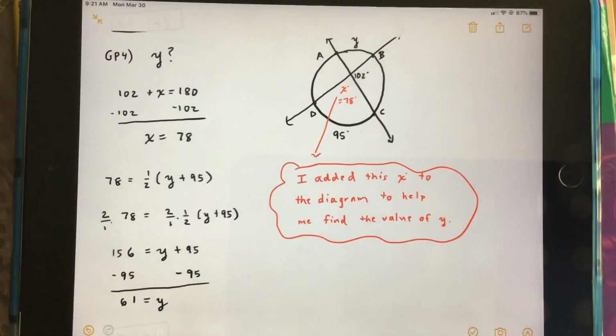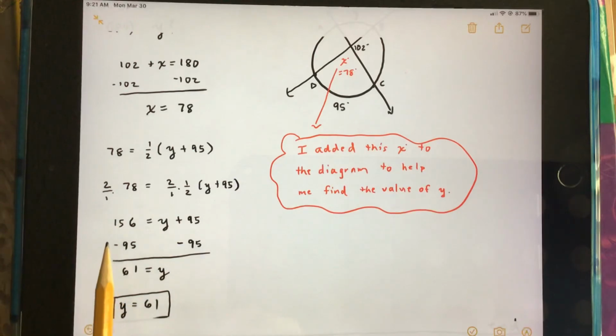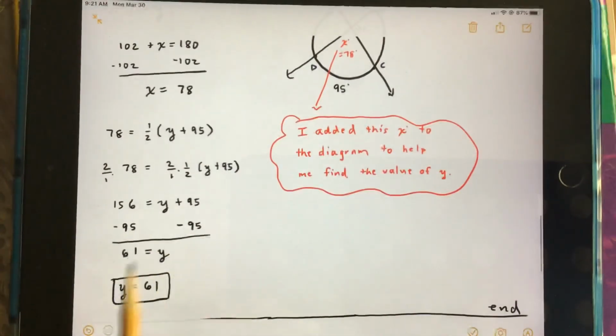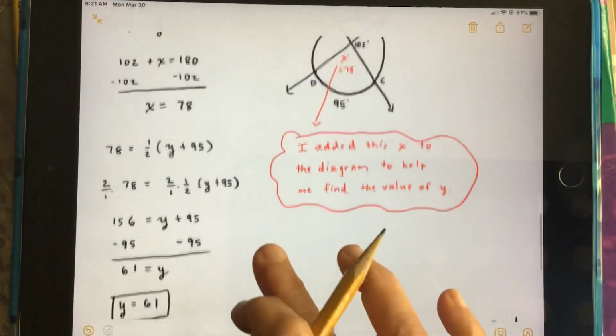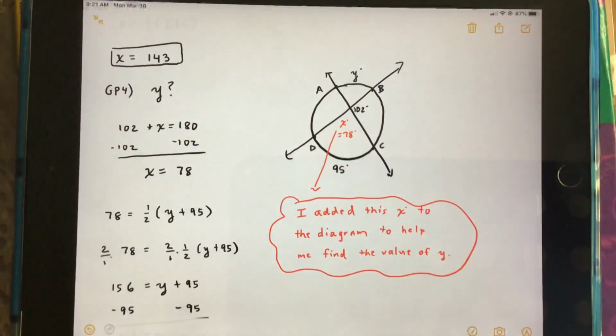Now we set about solving the equation for y. Multiply both sides by 2, giving you 156 equals y plus 95. Subtract 95 on both sides, and that gives you 61 equals y. To answer the question, we state and box up that y is equal to 61. That means this arc measurement up here, arc AB, is actually 61 degrees.